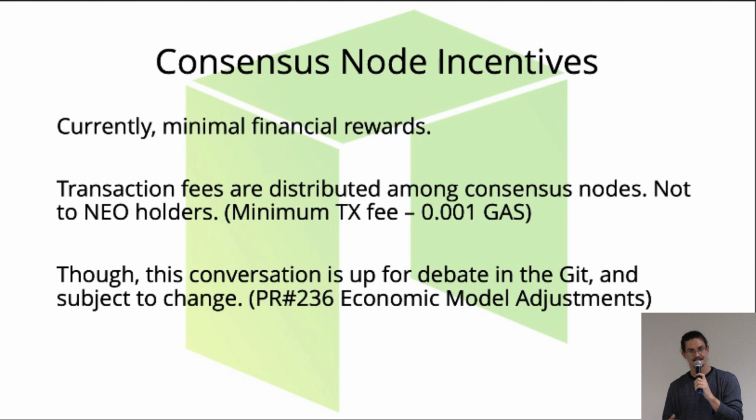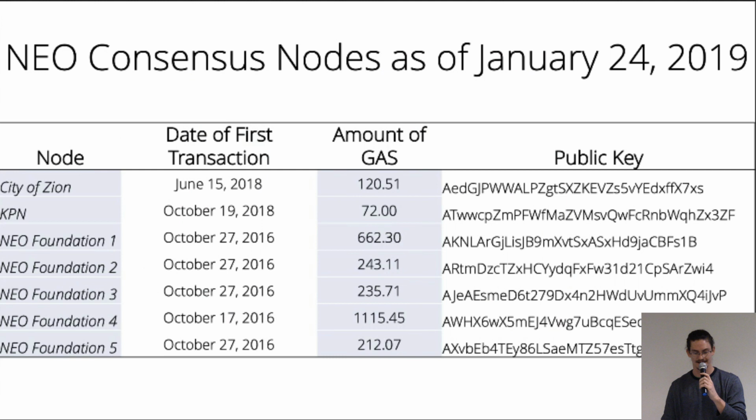The conversation is ongoing on NEO's Git. A perfect example is pull request 236 that's looking at economic model adjustments as well as adjustments to how consensus nodes are going to be rewarded. And so to highlight that, we looked at the amount of gas that's currently owned by the 7 consensus nodes that are operating on the NEO network.